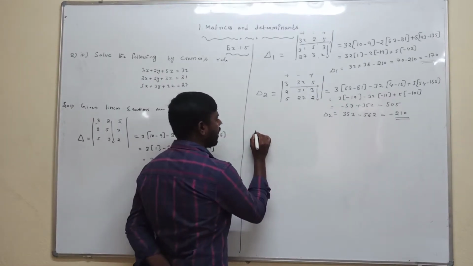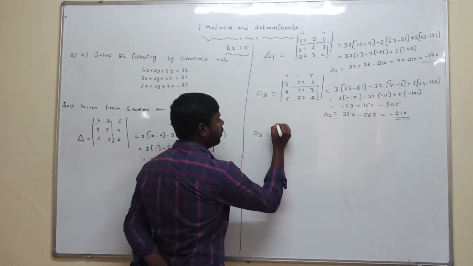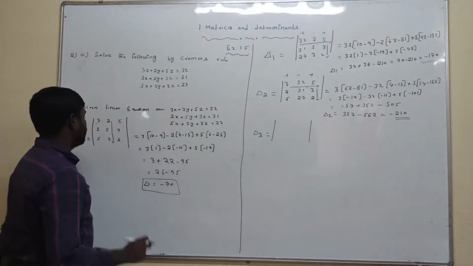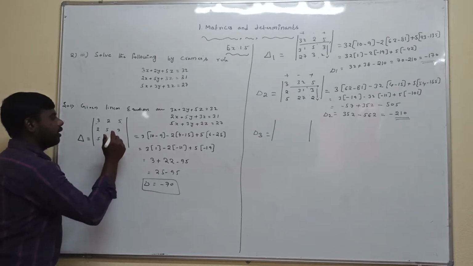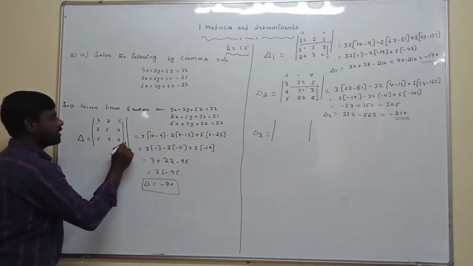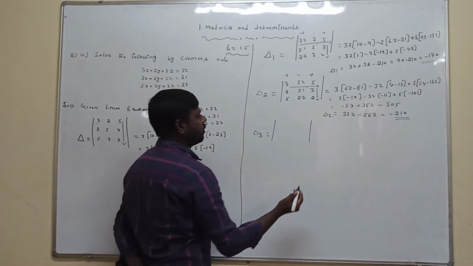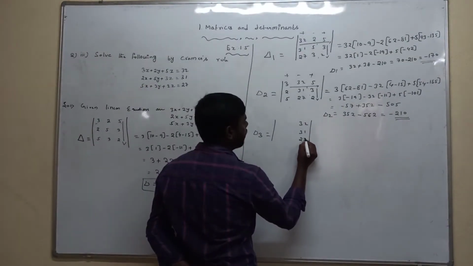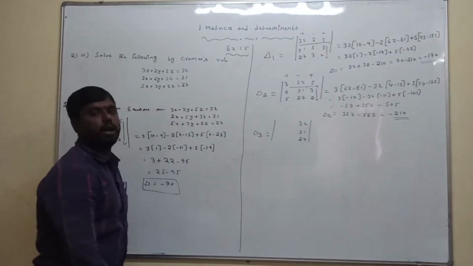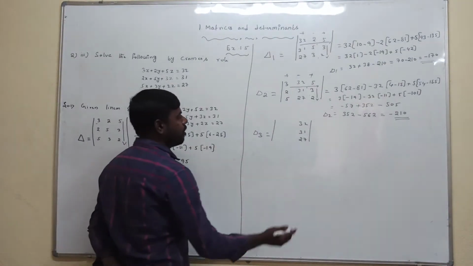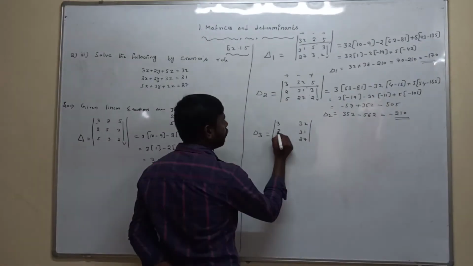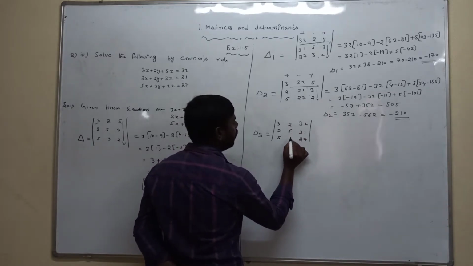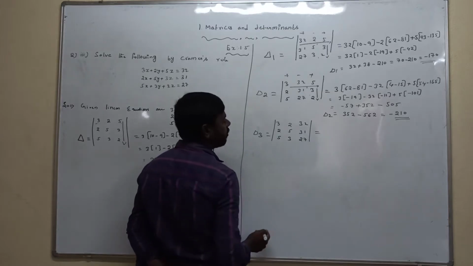Next we have to calculate delta 3. So the determinant delta 3 is obtained by replacing the third column by the constant elements 32, 31, 27. The first column and second column do not change, they stay as they are. First column is 3, 2, 5. Second column is 2, 5, 3. So find the determinant value.